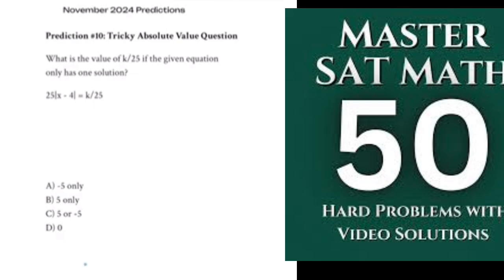So I think there's going to be a tricky absolute value question on this test. They said, what is the value of k over 25 if the given equation has only one solution? First off, this problem should just say k, because then when we divide by 25, that's how you get the k over 25. Good job, ChatGPT. You're amazing.